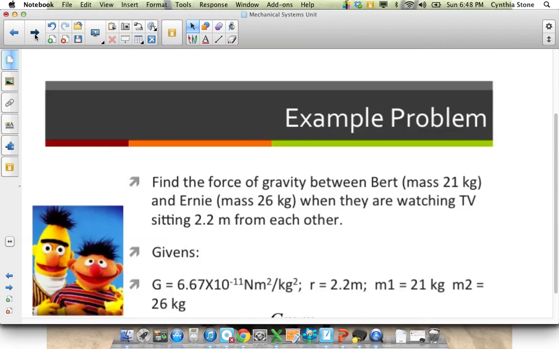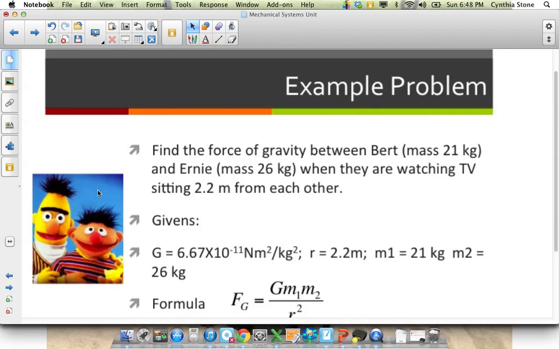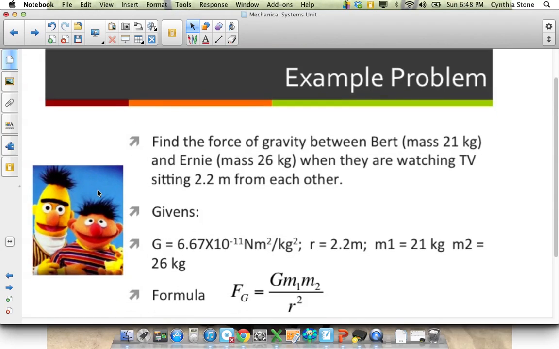Let's just do a little example of that. We've got Bert and Ernie. There's a force of gravity between Bert and Ernie. Here are their two masses. Bert's 21 kilograms, Ernie's 26, and they're sitting 2.2 meters apart. That's their center-to-center distance. So I know G, that's always the same. You should write that on your formula sheet. The center-to-center distance is 2.2. Here's the mass of Bert, here's the mass of Ernie. What's important is that mass has to be in kilograms, and the distance has to be in meters.